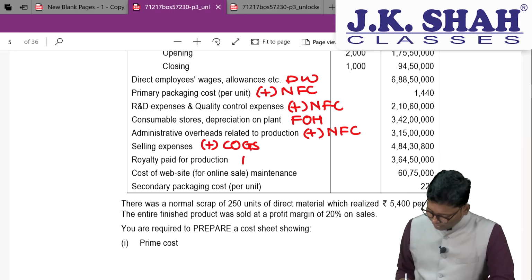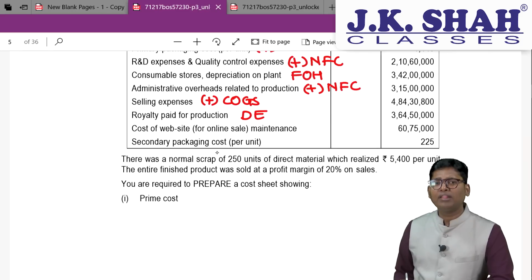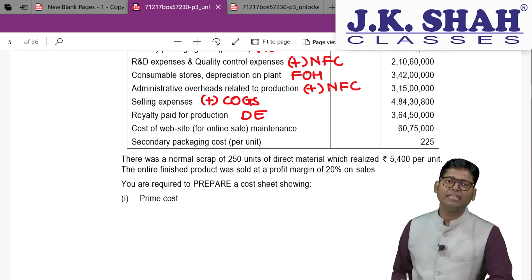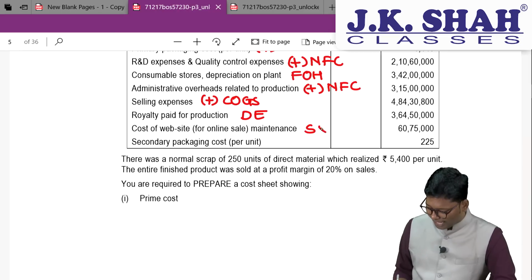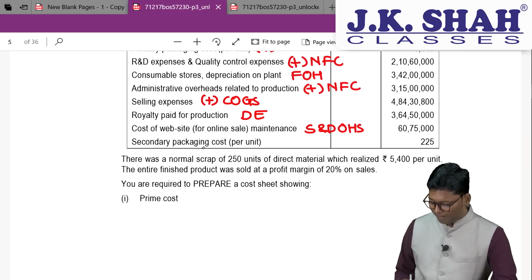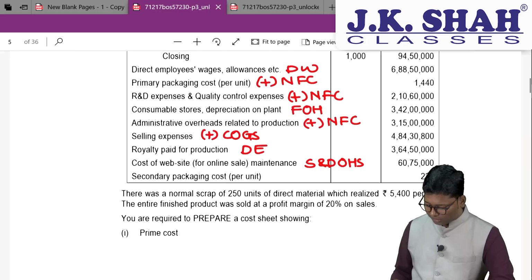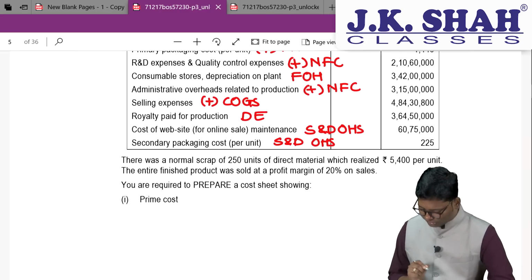Royalty paid for production is a direct expenditure for us. Cost of website for online sale, if you are performing any sell related activity and if you are spending for the same, that will be treated as selling and distribution overhead, which is to be recorded after COGS. It is to be added to COGS. Secondary packaging cost is also your selling and distribution overhead. So packaging costs are given.